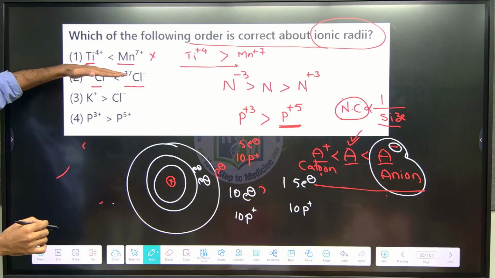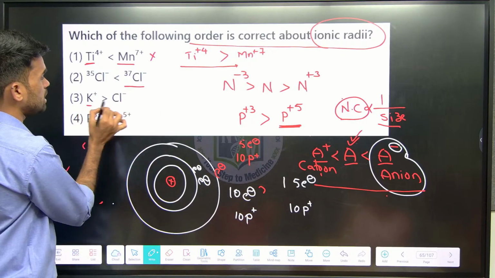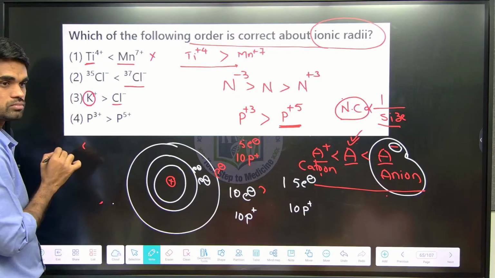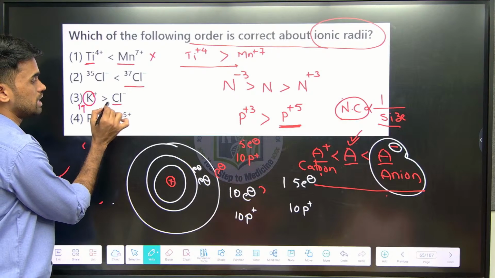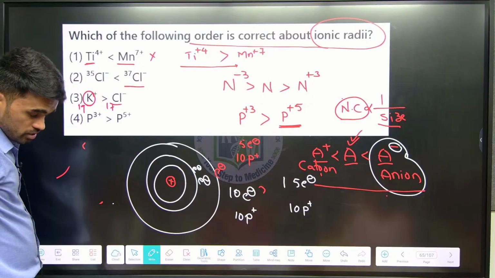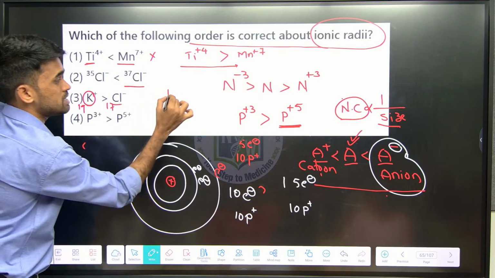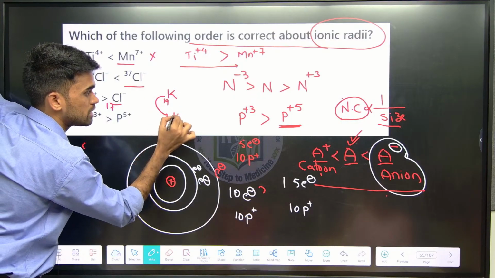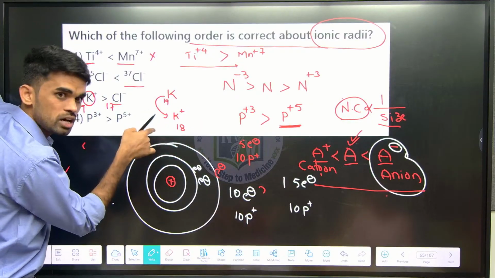We will come back to this. Go to this. Cation is there, anion is there. Now, what is the atomic number of potassium? 19. What is the atomic number of chlorine? 17. These are their atomic numbers. Okay. So now, potassium's atomic number is 19. I am removing one electron. Now how many electrons are there? 18 electrons only. But 19 protons are there inside.